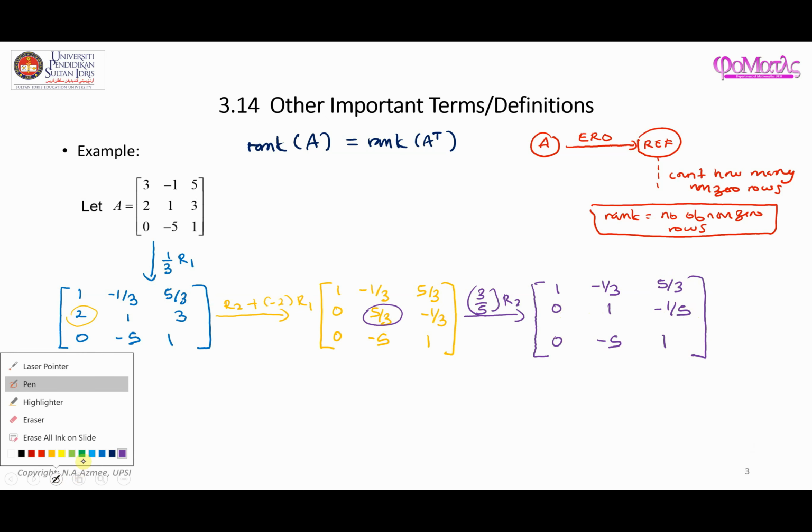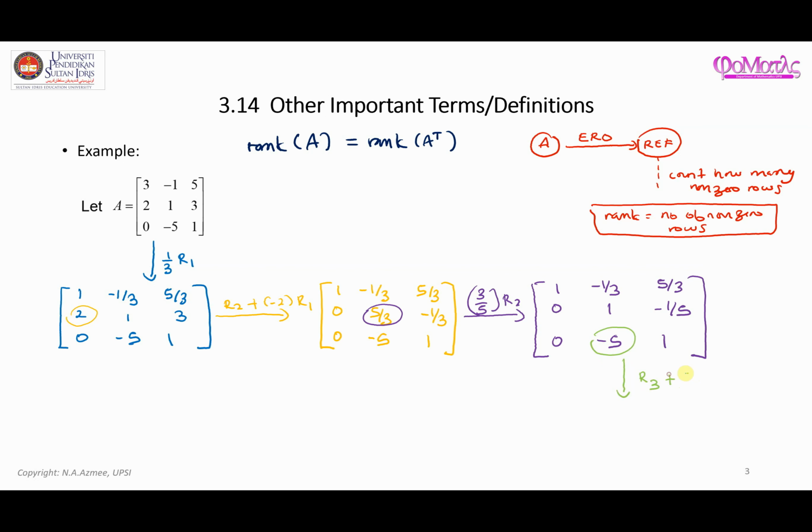Well, our next step is to change this to the value of 0. So therefore, R3 plus 5 times the second row. So the result is 1, negative 1 over 3, 5 over 3. Here is 0, 1, negative 1 over 5. And then for this one here, 0, 0, negative 5 plus 5 is 0, 1 minus 1 is 0. So this is the simplest form. This is REF, row echelon form.